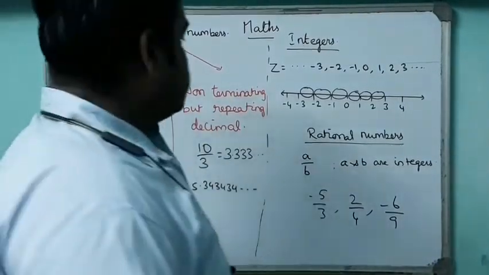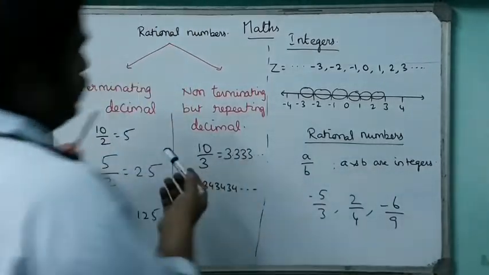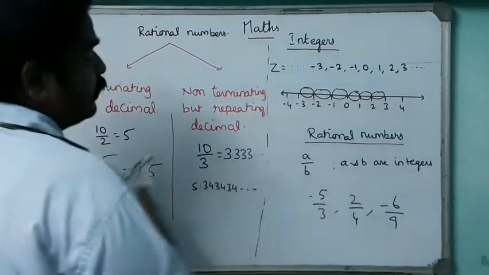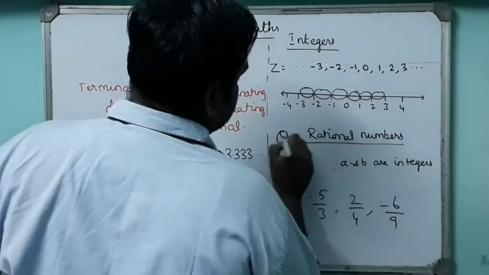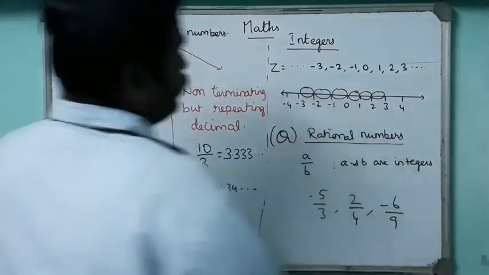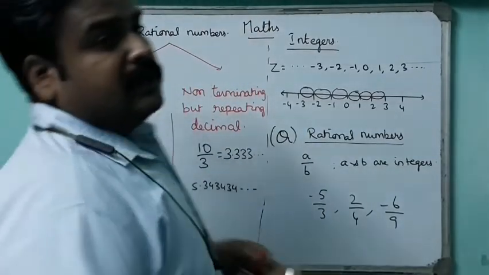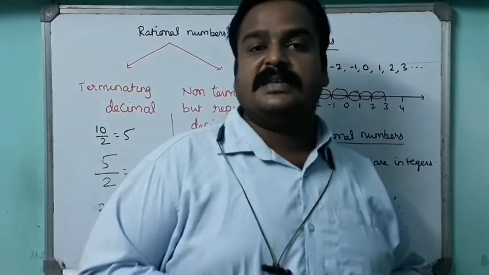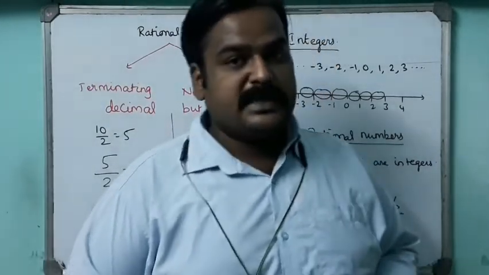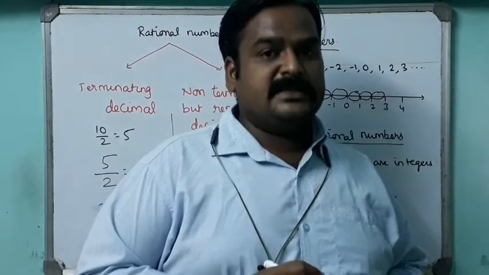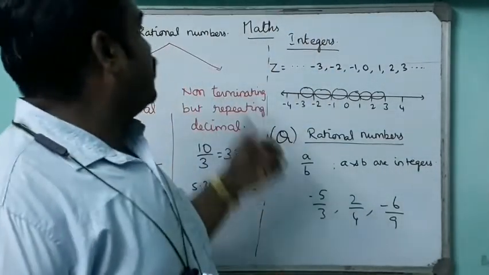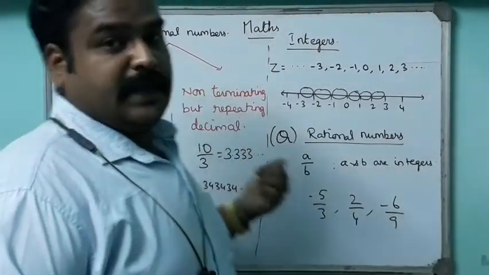Clear with the idea? So generally rational numbers are denoted using the letter Q, right? So what have we seen? The first one we have seen is natural numbers, the next one we have seen is whole numbers, the third one we have seen is integers, then the fourth one we have seen is rational numbers and its 2 types, right?